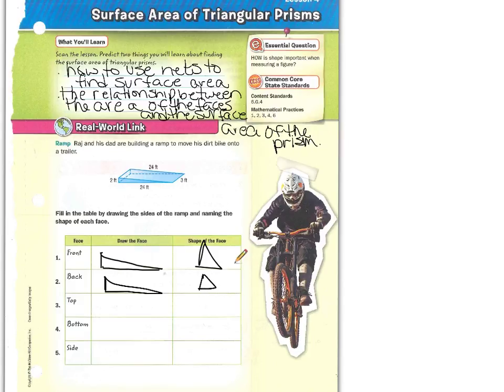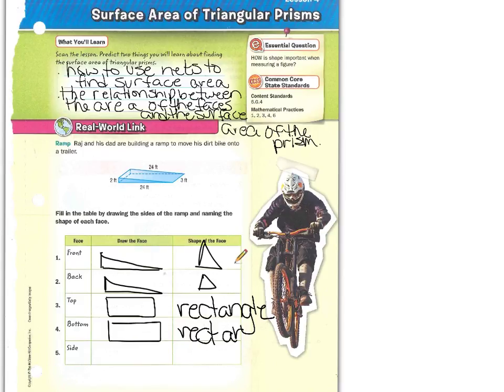The top of the prism is right here. That is obviously a rectangle. And the bottom would be like the top, a rectangle. And then the side is going to be right here. That is also a rectangle. So you can see in a triangular prism, you have 3 sides that are rectangles and 2 that are triangles. Go ahead and go to your next page, please.